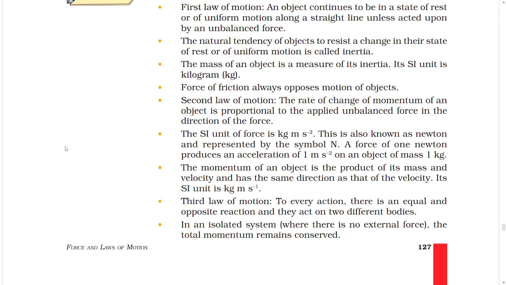The momentum of an object is the product of its mass and velocity and has the same direction as that of the velocity. Its SI unit is kilogram meter per second. Third law of motion: to every action there is an equal and opposite reaction, and they act on two different bodies. In an isolated system where there is no external force, the total momentum remains conserved.